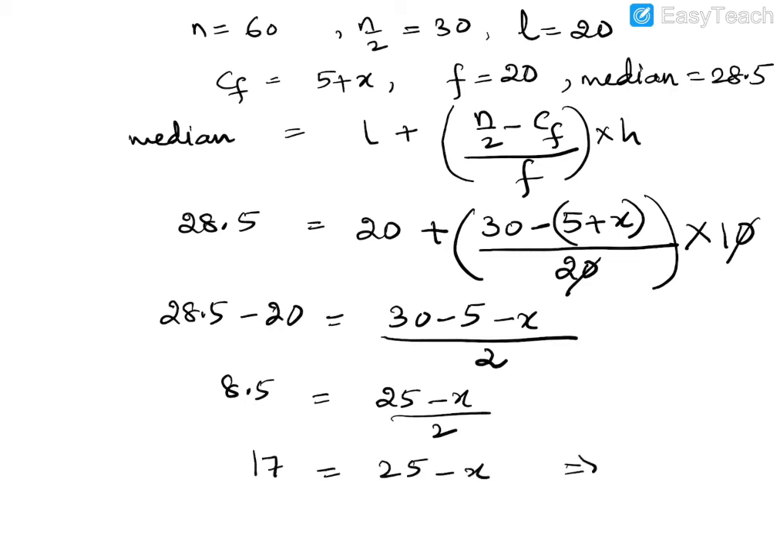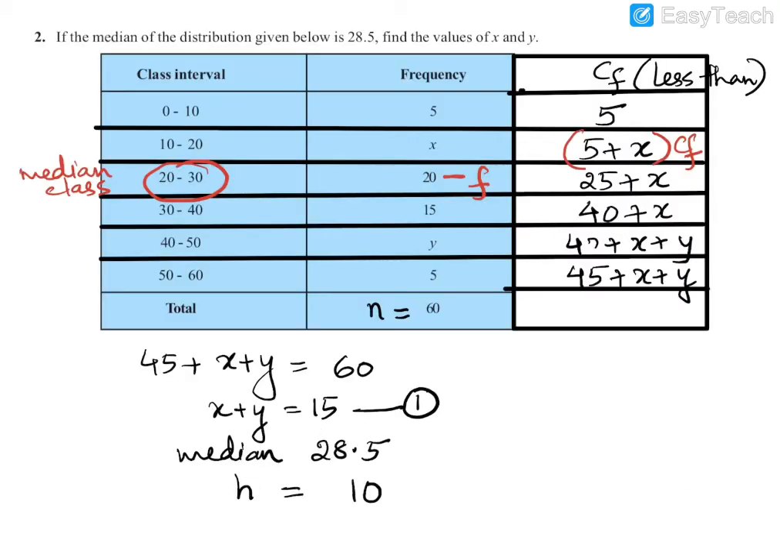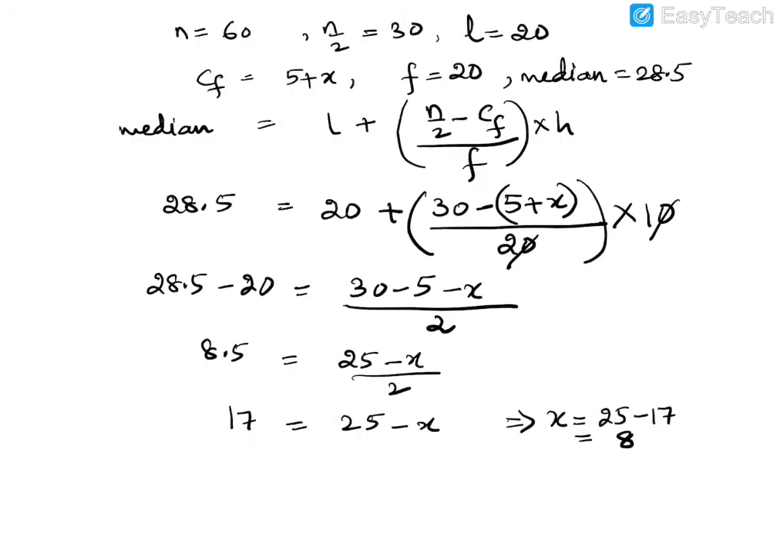This implies x is equal to 25 minus 17, and that is equal to 8. Using this result, which we have marked as 1, we have x plus y equal to 15. So substituting value of x in this equation, y will be equal to 7. So the values of missing frequencies x and y is 8 and 7 respectively.